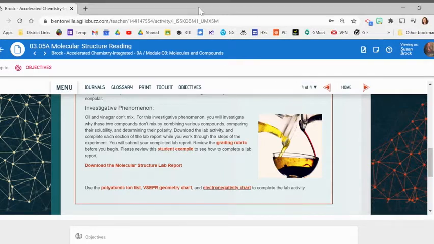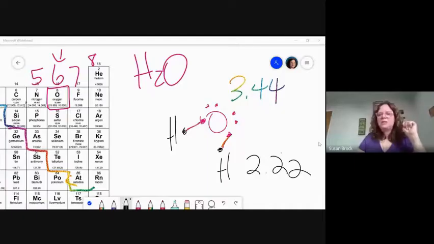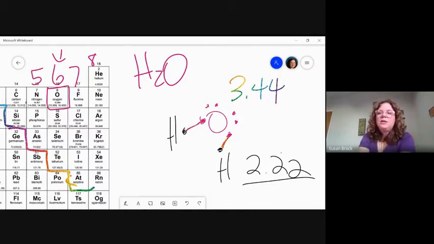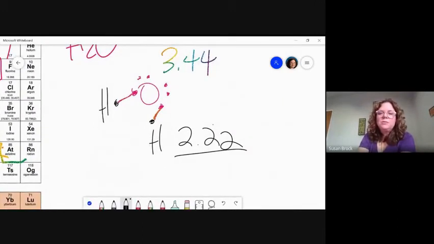So I have done water here. The electronegativity difference of the bond: hydrogen is pulling at 2.22, oxygen is pulling at 3.44. So we just subtract those and we get 1.22. Anything below 1.70 is a covalent bond.